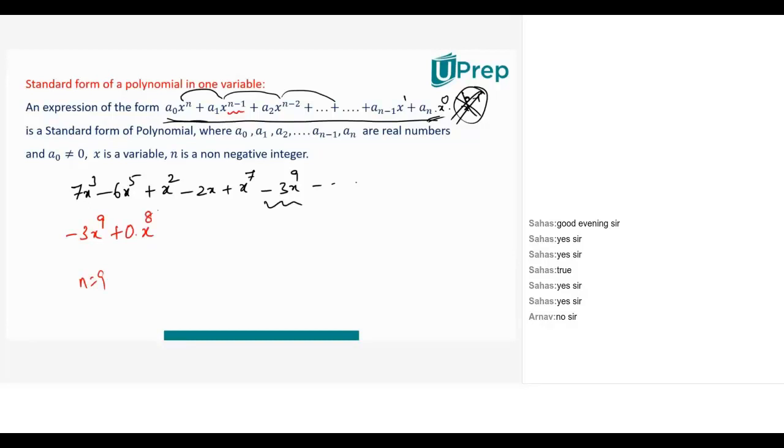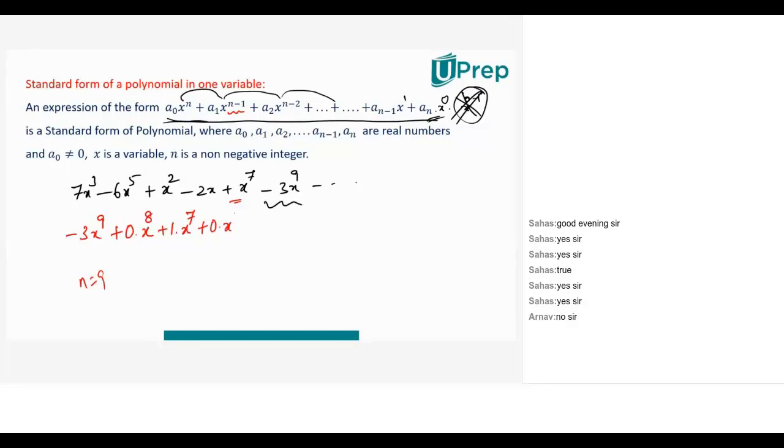Then after this 8, what should be the next term? 8 minus 1, that means 7. Do I have a 7 term? Yes, I have. So it should be 1 times x to the power of 7. Then what should be the next term? 7 minus 1, that is I need an x power 6 term. But I don't have an x power 6 term. So it should be plus 0 times x to the power of 6.